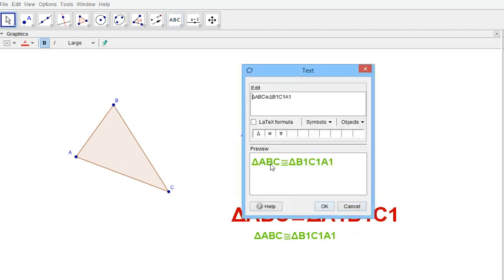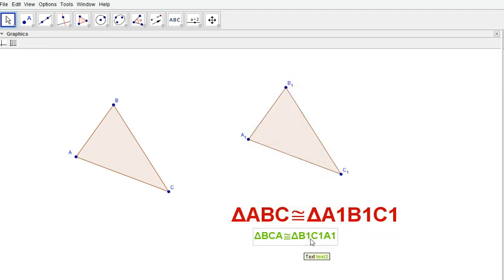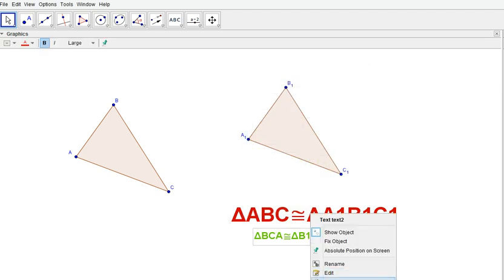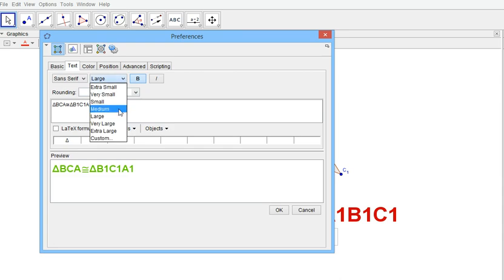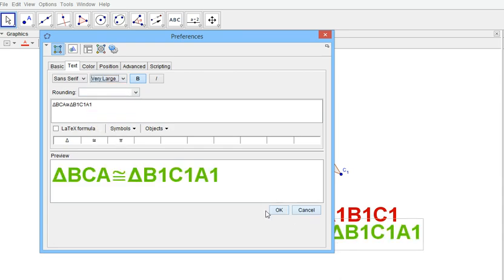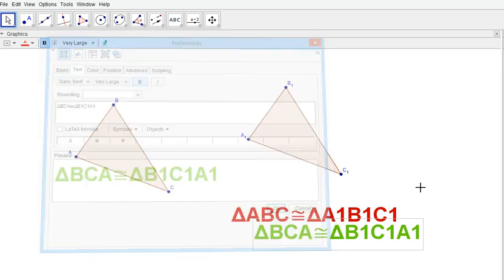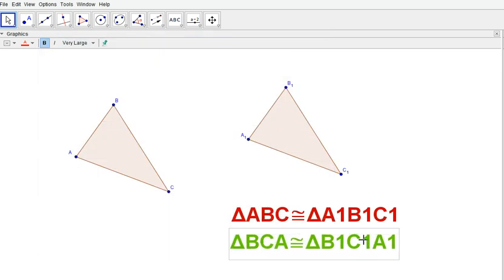And so if I were to call this triangle right here triangle BCA, then I would have a correct congruent statement, and I'm going to make this extra large just to show that yes, I do have a correct congruent statement. Okay? So these are two ways to make a congruent statement about these triangles.